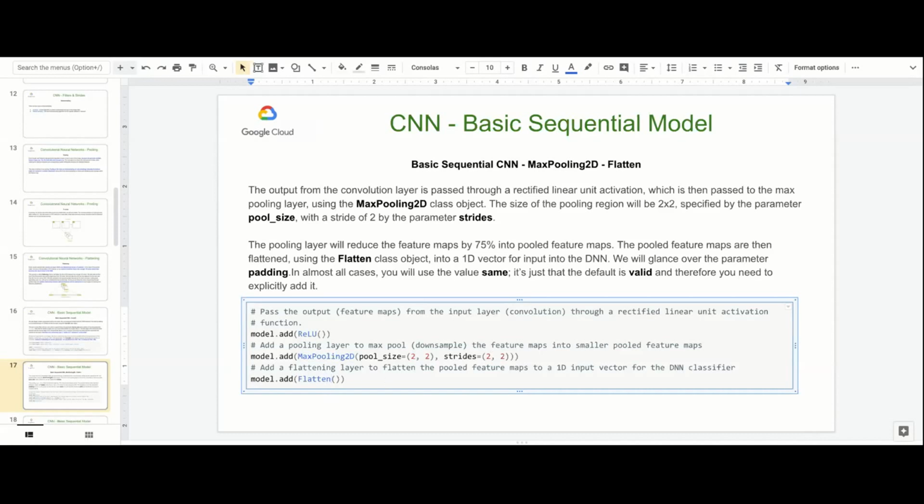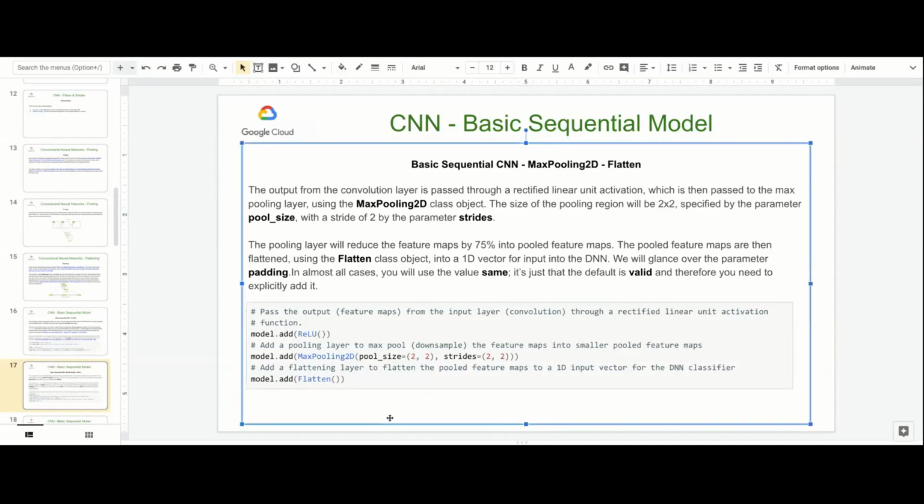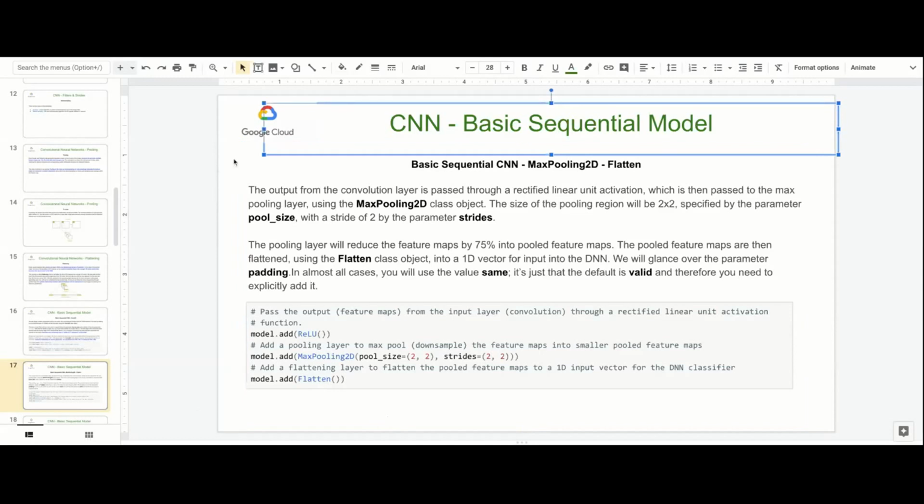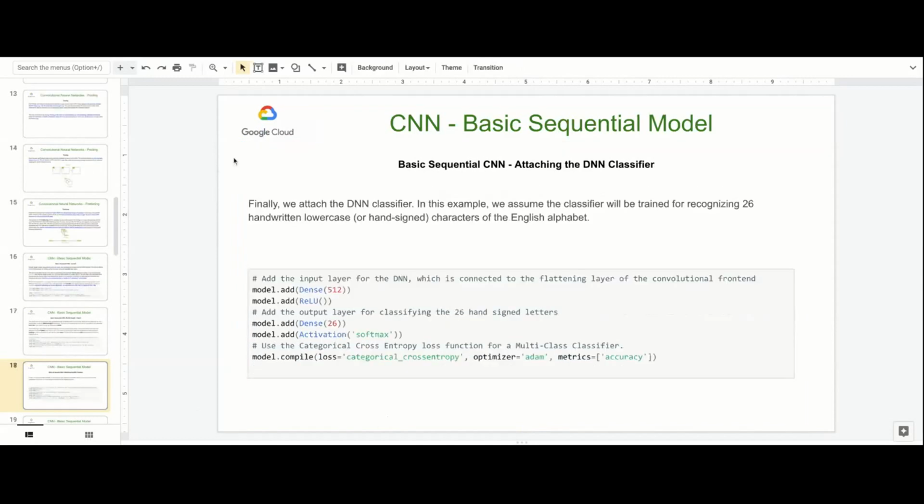I notice if I'm clicking in there, that's why the arrow doesn't work. I'm in some kind of mode. My arrow is hard to work. Give me a moment. There we go.